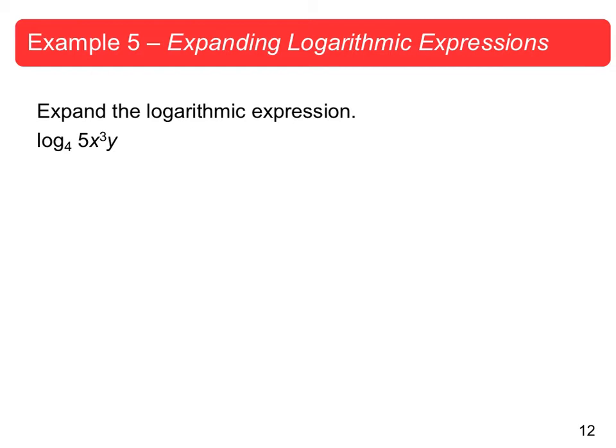I have log base 4 of 5, x to the third, y. So the first thing that I'm going to ask myself is what operation is happening between all of these individual numbers or variables. And the 5 is being multiplied times the x to the third. The 5 and the x to the third is being multiplied times the y. So we are going to use the product rule first.